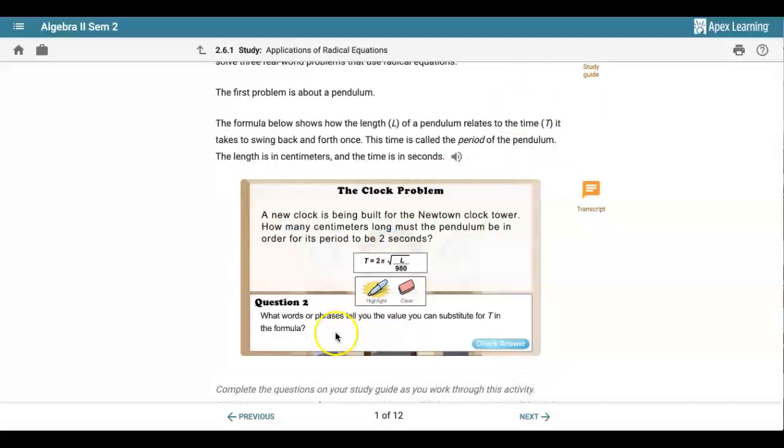What word or phrase tells us the values that we can substitute in for T? Well, right here, its period to be 2 seconds. So period is 2 seconds, since up here we said T, the time, is called the period. So again, using what we know and applying it here, that's what we would know there.